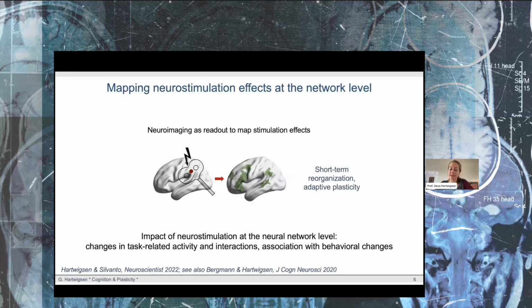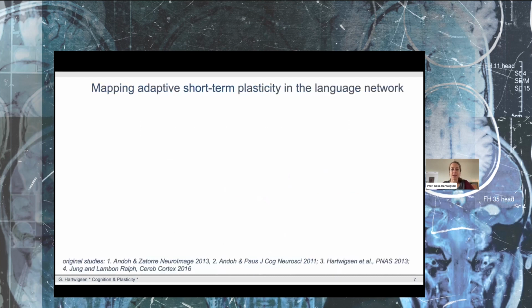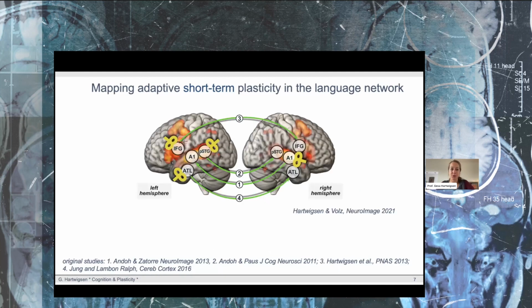And the idea is that the combination of neurostimulation and fMRI allows me to quantify the impact of neurostimulation at the neural network level. I can investigate changes in task-related activity, changes in task-related interactions, and associate them with the induced behavioral changes. So I get a better idea how the network responds to a focal perturbation. So what do we know from such approaches in the language network, or what do we know about adaptive short-term plasticity? This means the immediate response of the brain to a single perturbation.